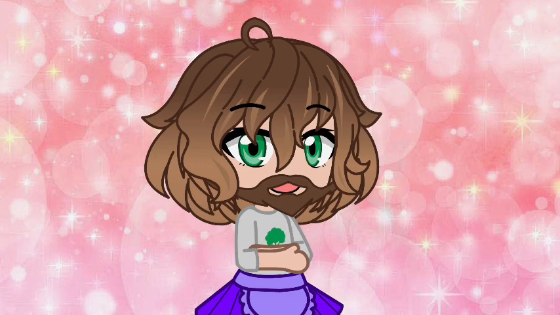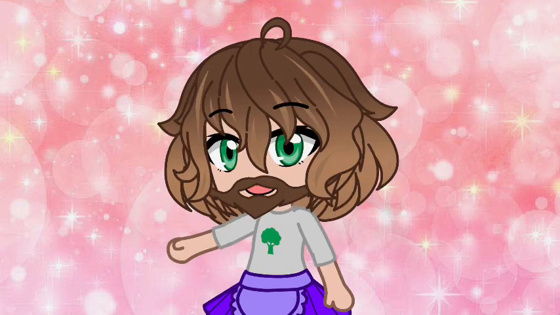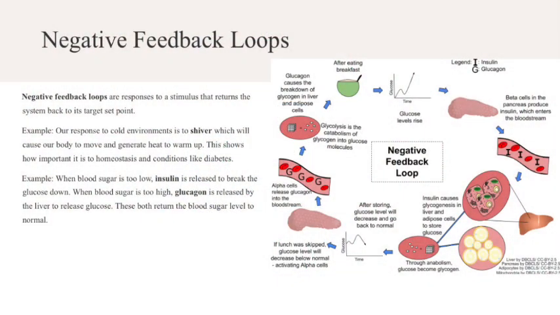There are two types of feedback systems that maintain the metabolic processes inside our bodies: negative and positive feedback loops. Negative feedback loops are responses to a stimulus that returns the system back to its target set point. For example, our response to cold environments is a shiver, which will cause our body to move and generate heat in order to warm up. This shows how important it is to homeostasis and also conditions like diabetes.